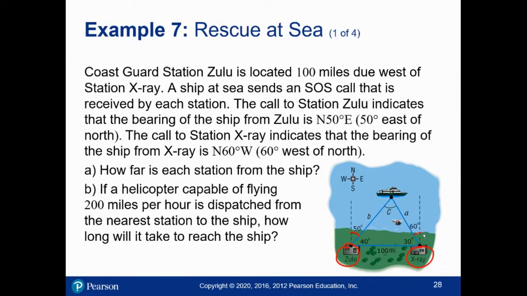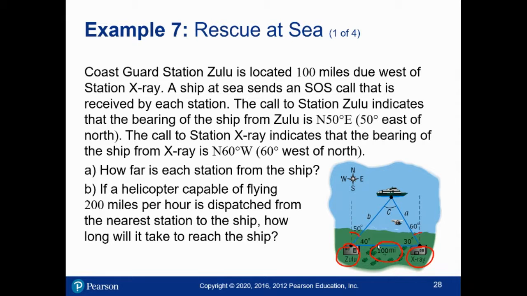So what we're going to do now is what's called triangulate a signal. If the same radio signal is picked up by two different places, if they can determine a direction to the signal, and they know the distance between them. So what was important is that we already know the distance between these two objects. So using two directions and one distance, we can triangulate the position of the object.